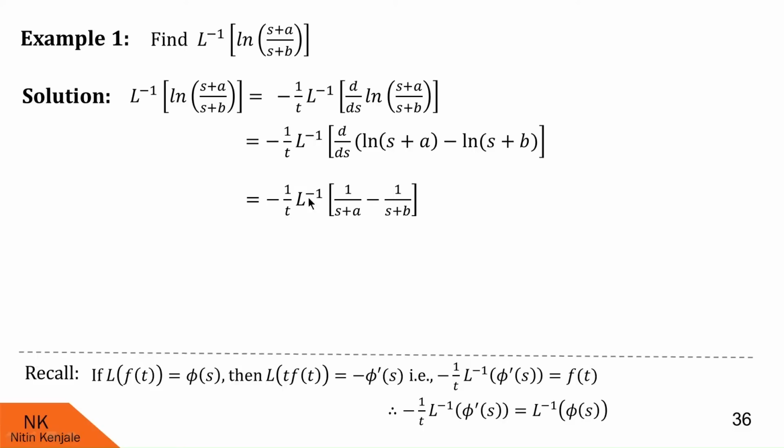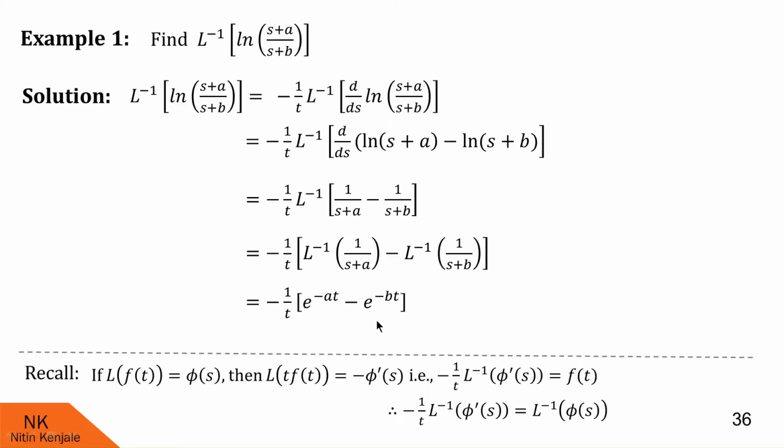Next, we operate this L inverse on each of these two terms. Therefore, we get minus 1 by t into L inverse of 1 upon (s plus a) minus L inverse of 1 upon (s plus b). Finally, we find these two inverse Laplace transforms. Inverse Laplace transform of 1 upon s plus a is e raised to minus at, and inverse Laplace transform of 1 upon s plus b is e raised to minus bt. Therefore, minus 1 by t into (e raised to minus at minus e raised to minus bt) is inverse Laplace of log of (s plus a) upon (s plus b).